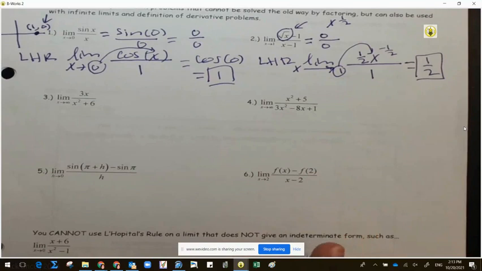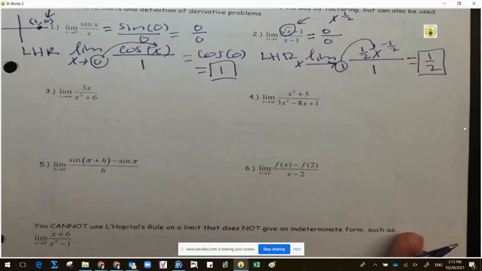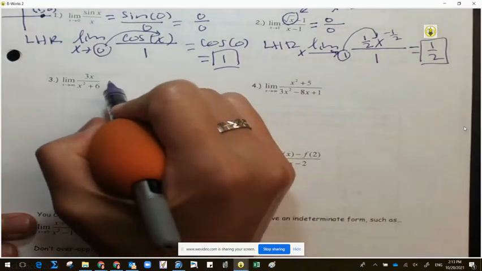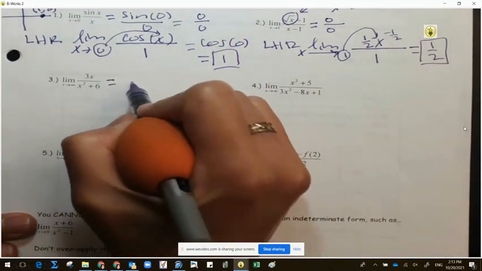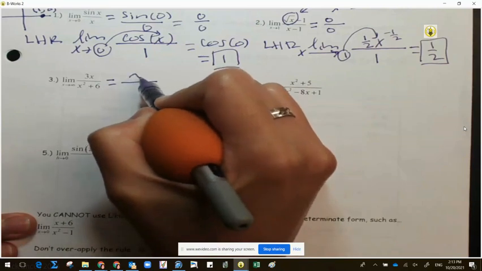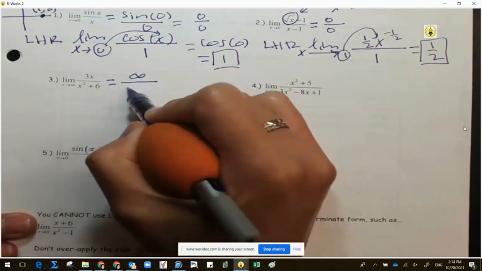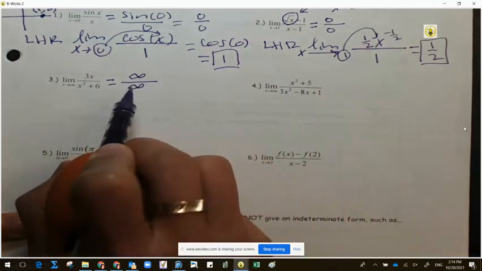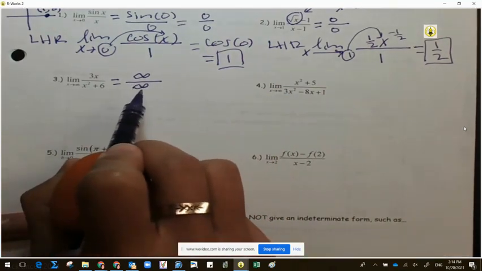So I want you to apply L'Hopital's rule. Actually, I didn't give you one with the infinity. Let's actually do this one. Number 3. So when I plug in the infinity, is that going to give me a finite number? No? How about the bottom? Will it give me a finite number? It'll be some really big infinity, right? So I want to show you that L'Hopital's rule works out on this one.